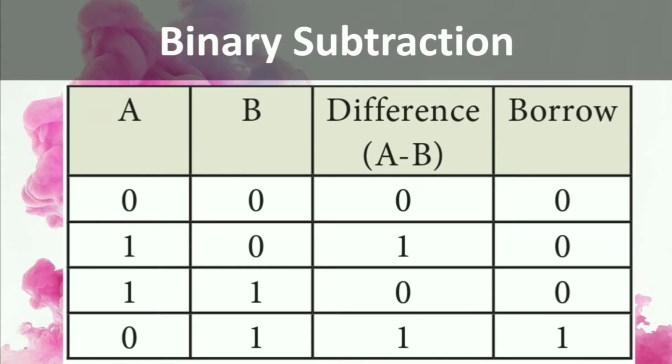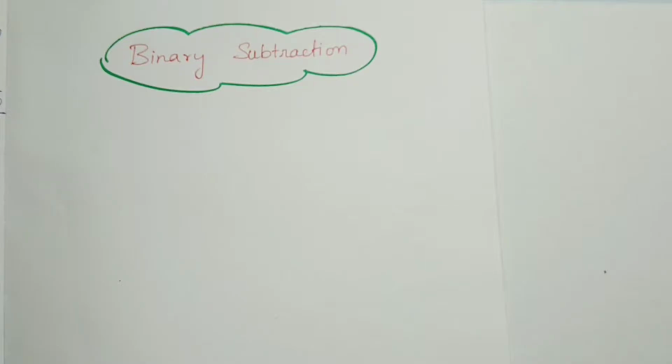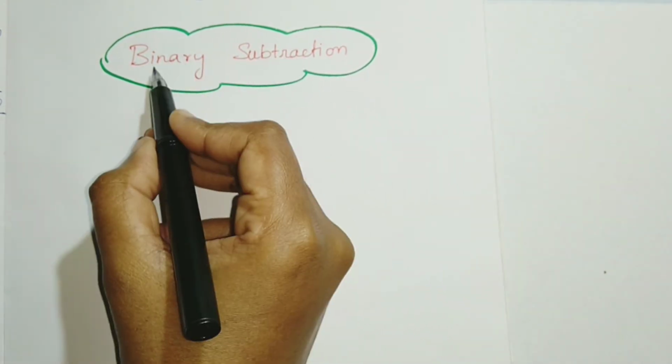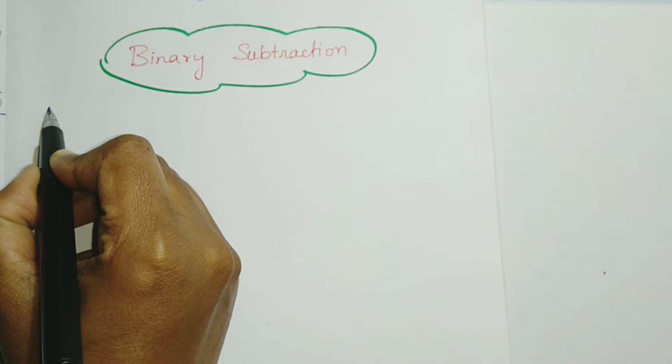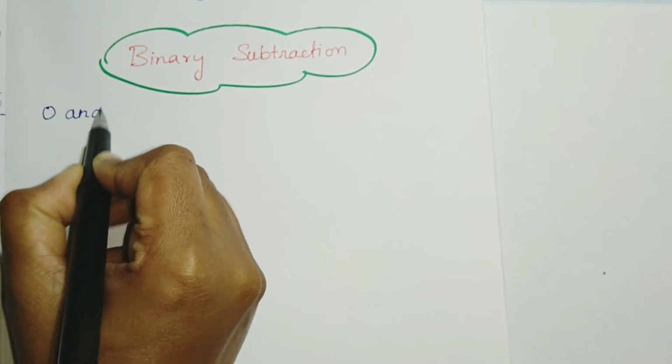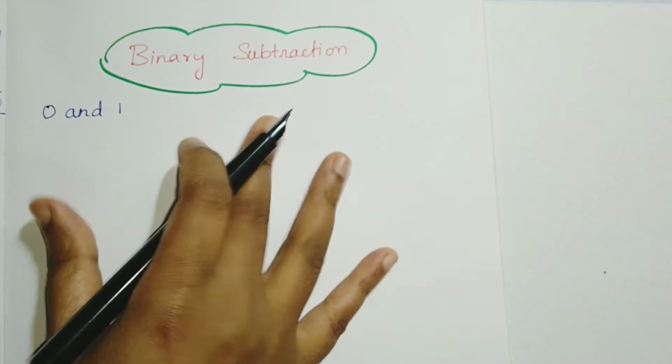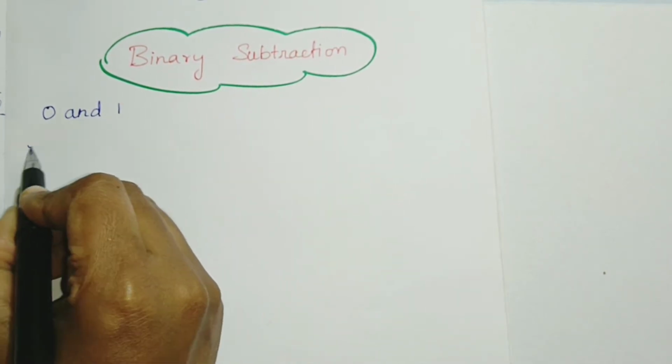In the previous class you have learned binary addition and now you are going to learn binary subtraction. So let's start binary subtraction. We know that the binary number system consists of two digits, that is 0 and 1. So the calculation will be done for the combination of these two numbers.